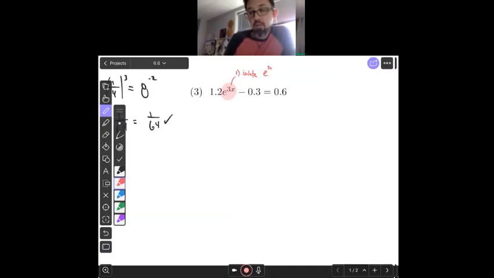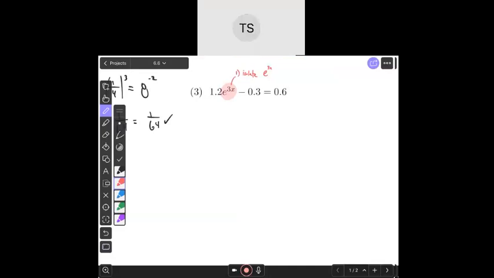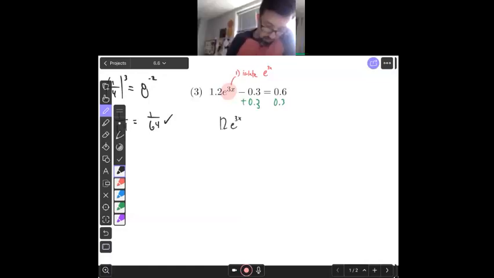You just add it to both sides. Okay. And when we're solving, are we supposed to do addition, subtraction first, or division, multiplication first? Addition, subtraction. Okay, so first step, add 0.3 to both sides. There you go. And then you divide by 1.2. So that gives me 0.9. Divide by 1.2.